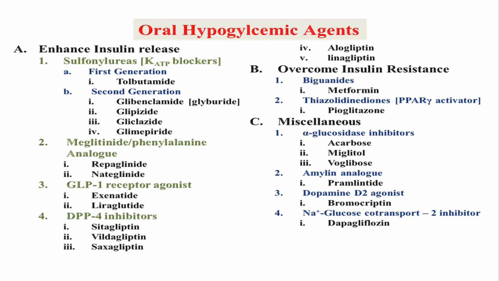DPP-4 inhibitors are gliptins: sitagliptin, vildagliptin, saxagliptin, alogliptin, and linagliptin. For drugs which overcome insulin resistance, biguanides include metformin, and thiazolidinediones include pioglitazone. Among miscellaneous drugs, alpha glucosidase inhibitors include acarbose, miglitol, and voglibose. Amylin analog is pramlintide. Dopamine D2 agonist is bromocriptine, whereas sodium glucose cotransporter 2 inhibitor is dapagliflozin. You need to know the classification properly.